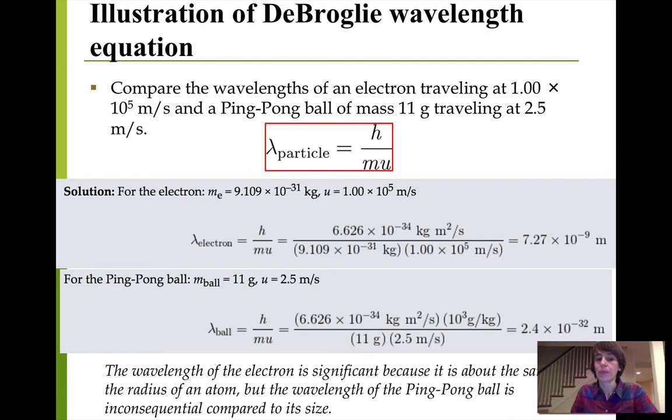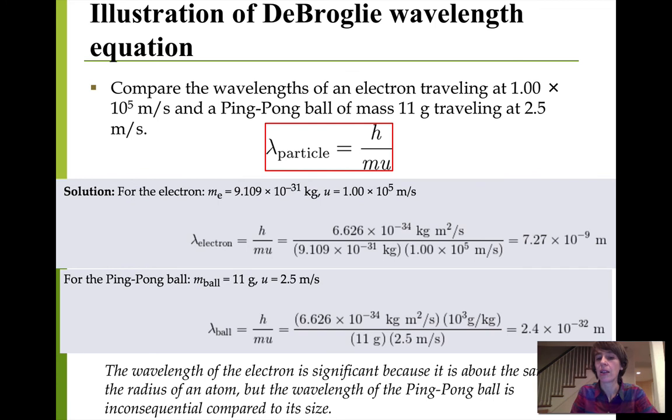And here's the thing. The reason why we will want to consider an electron as a wave is because that wavelength is actually significant. That length, 10 to the minus 9 meters, is very close to the size of an atom. And so therefore the electron's wavelength has implications. With the ping pong ball, the wavelength is so inconsequentially small that it's not going to affect anything about the ping pong ball's physics. It's so much smaller than the size of the ping pong ball.